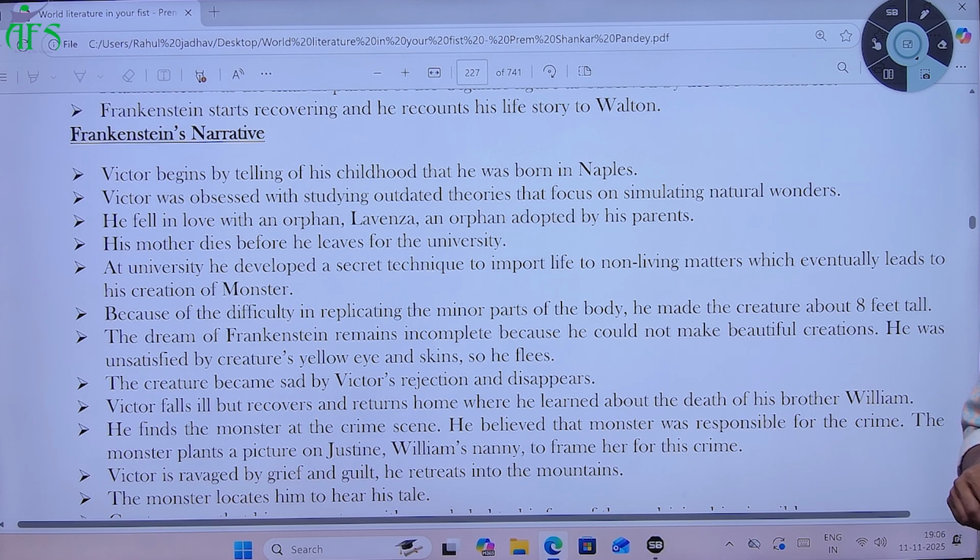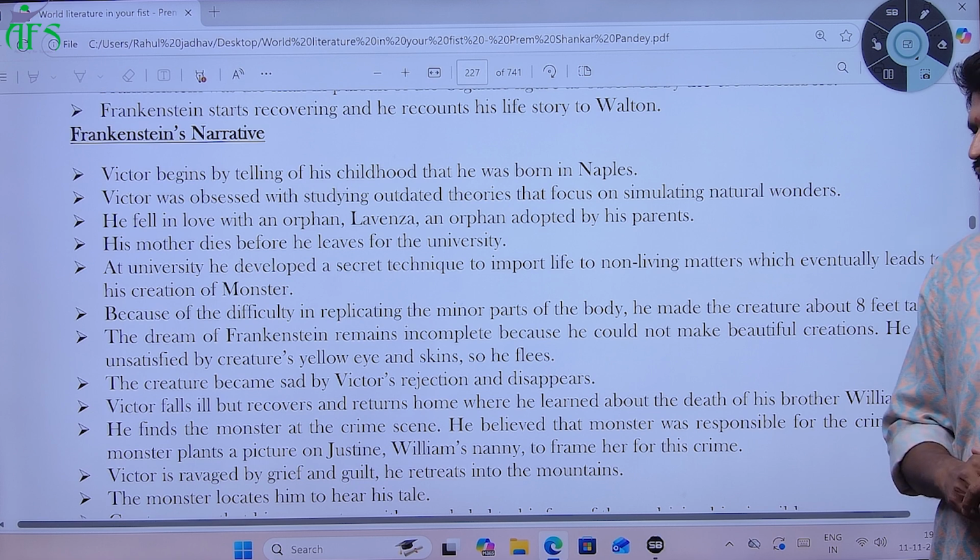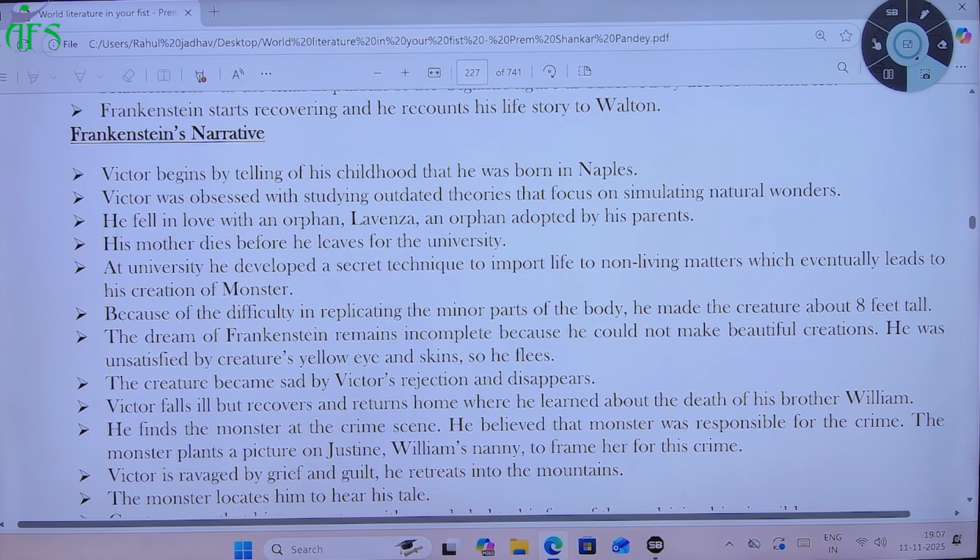At university, he developed a secret technique to impart life to non-living matter, which eventually leads to the creation of a monster. Because of the difficulty in replicating the minor parts of the body, he made the creature about 8 feet tall. The dream of Frankenstein remains incomplete because he could not make a beautiful creation. He was unsatisfied by the creature's yellow eyes and skin, so he flees. The creature becomes sad because of Victor's rejection and disappears.